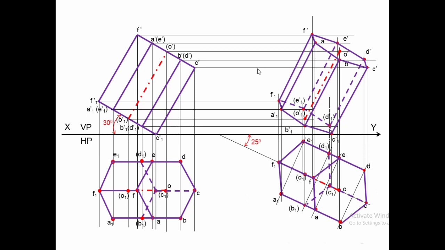Of the prism. This completes the final view, the top and front views of a hexagonal prism, which is resting with one of its corners and the base being tilted by an angle of 30 degrees and the top view of the axis inclined at 25 degrees to VP.